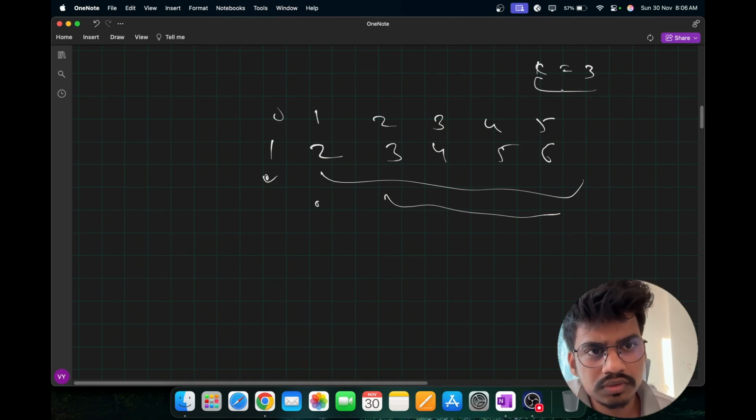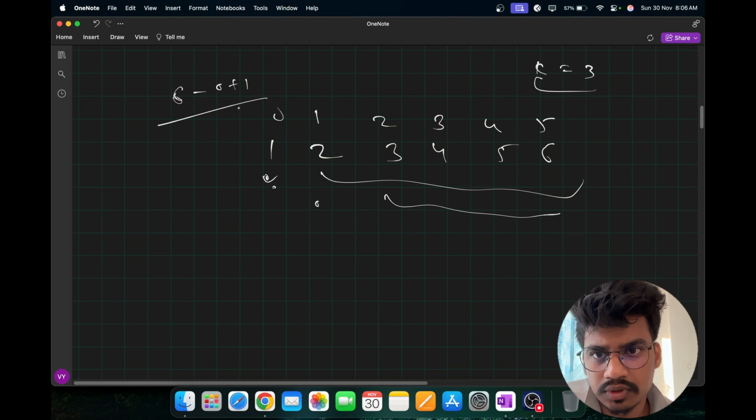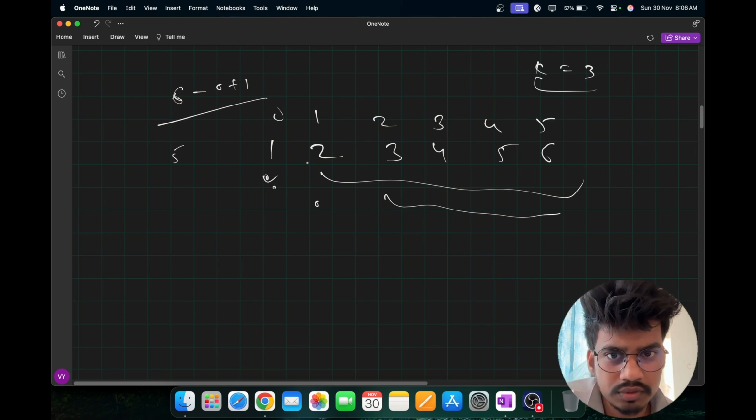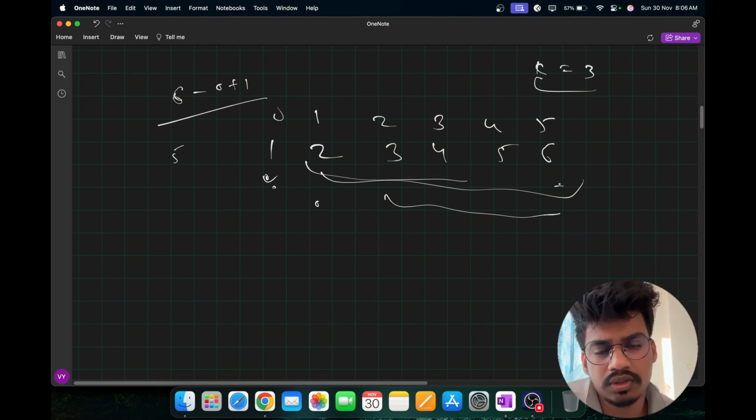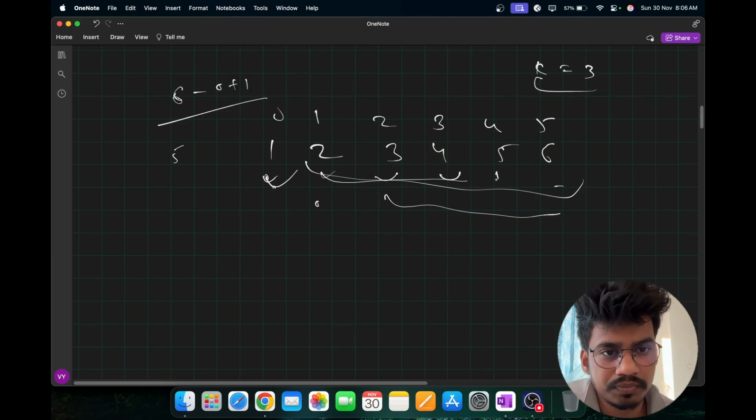Okay, so for this we have k equal to 3. So this, which is 6 minus 0 plus 1, which is 6 minus 1, 5. So here we have 5 elements. Okay, these are greater than or equal to 3, so this is qualified. Again, this is qualified, but this is not qualified because 6 minus 3 plus 1 is 2, so this is not qualified.